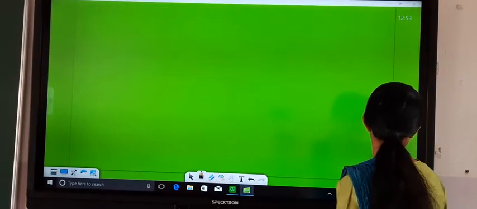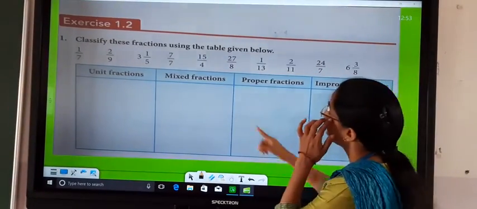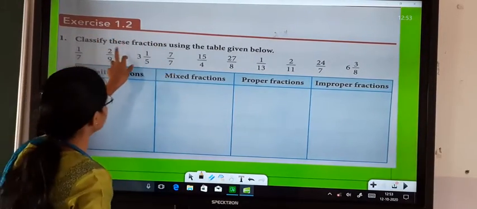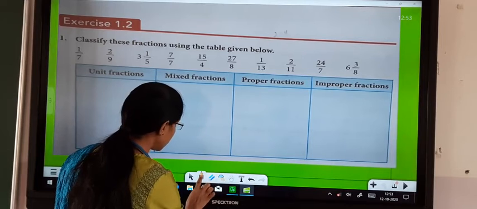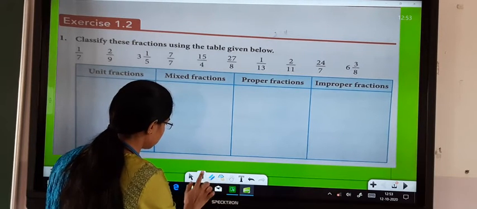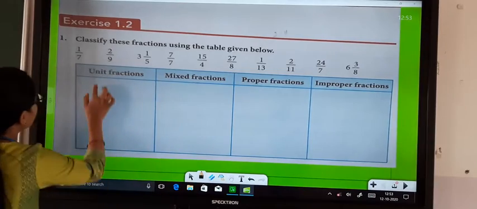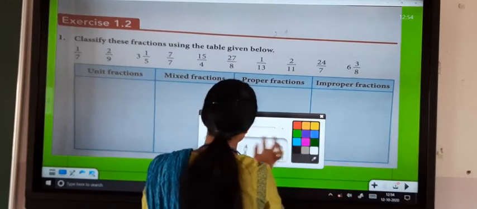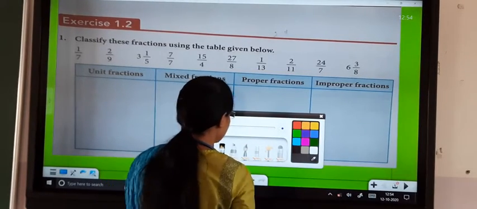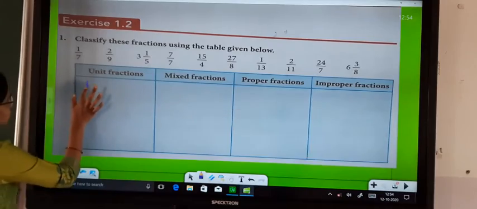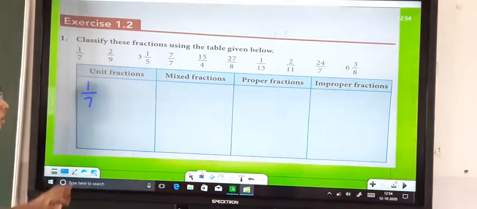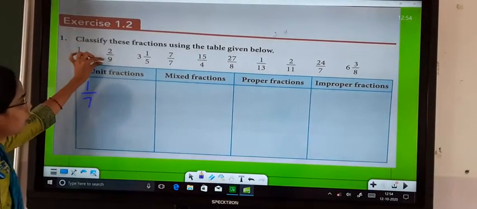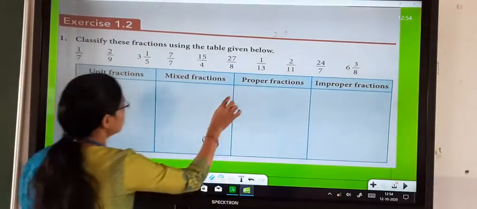Exercise 1.2. Classify the fractions using the table given below. How are you going to classify? Here 1 by 7. So 1 by 7 is a unit fraction. You write here. Clear? And 2 by 9 is a proper fraction. Numerator is smaller and denominator is greater. It is a proper fraction.